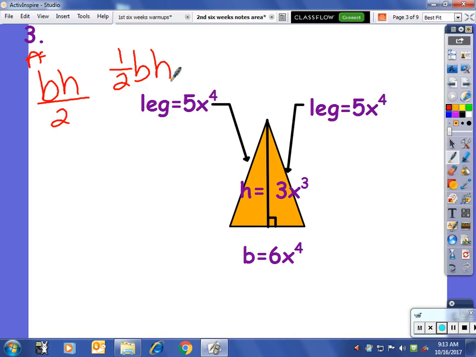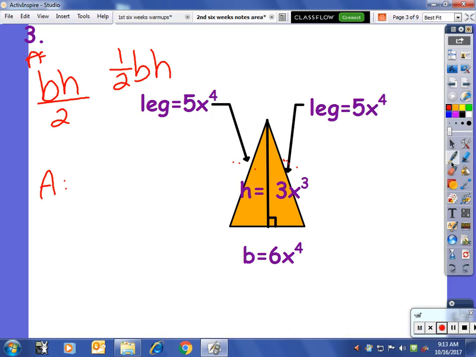Now, on area, your exponents should change because you're multiplying x's times x's. So, on area, what dimensions do I not need? The legs. Base and height have to meet at a right angle. The legs, these 2 sides, I'm going to need when I do perimeter, but I don't need them for area. For area, you need the 2 dimensions that meet at a right angle, the base and the height.